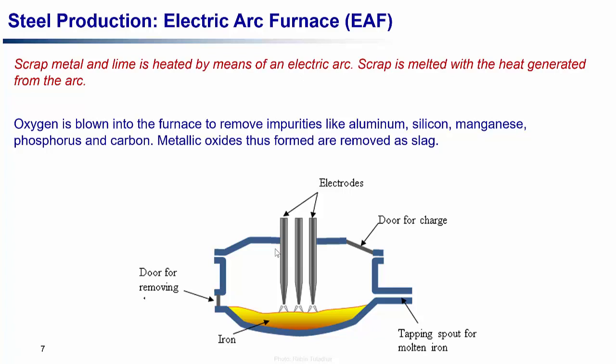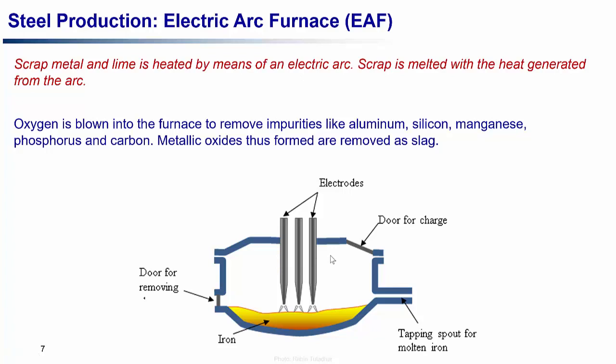Oxygen is blown into the furnace to remove the impurities like aluminum, silicon, manganese, phosphorus, and carbon. Metallic oxides thus formed are removed as slag. After removing the slag by tilting the furnace, the molten steel is removed.